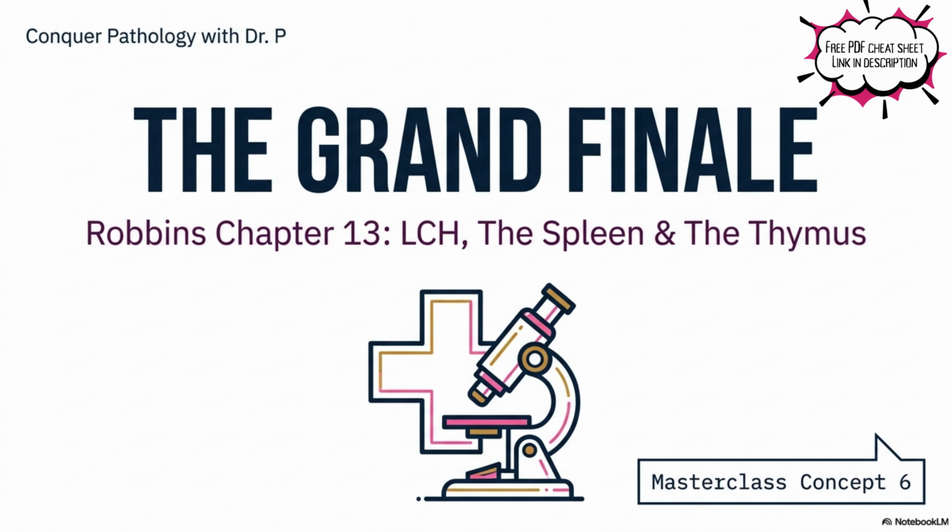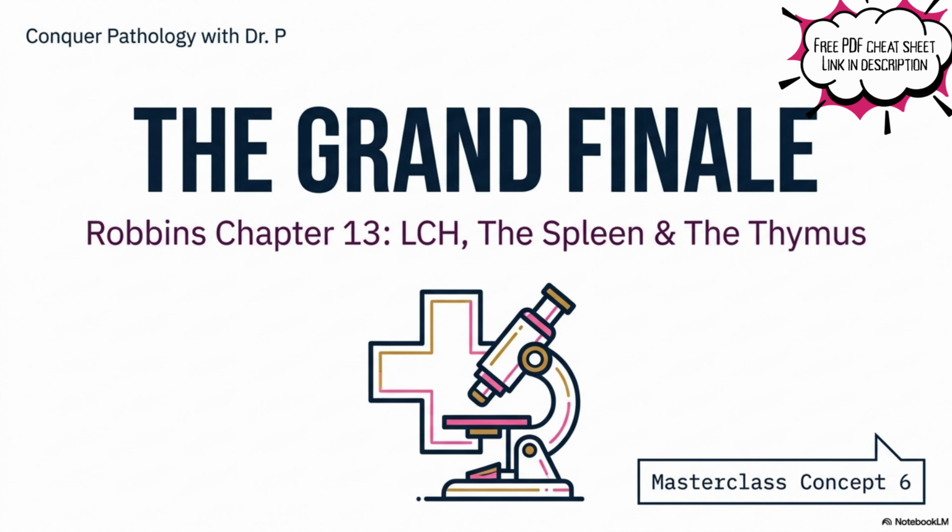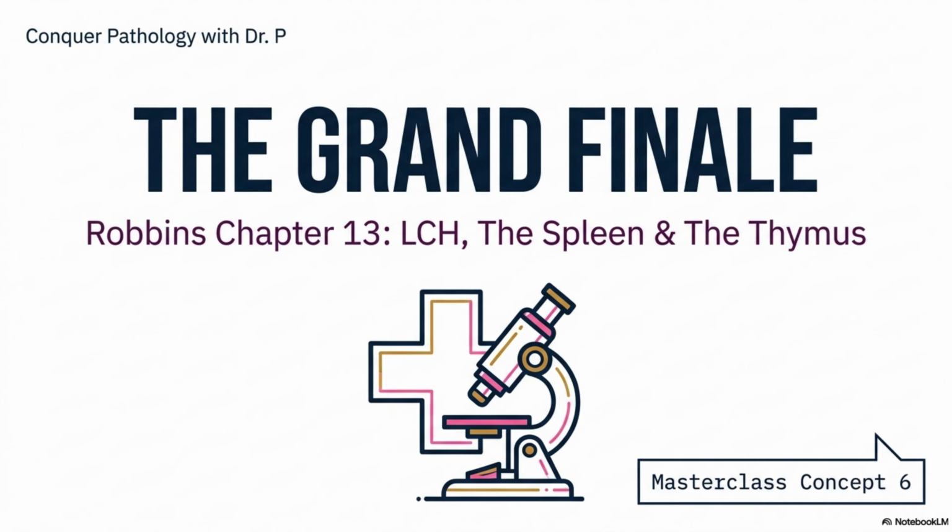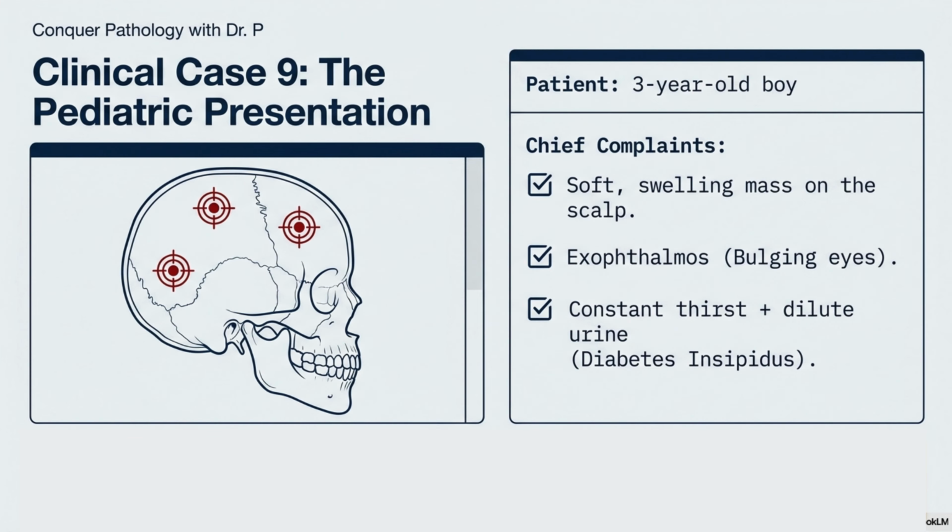This is the grand finale for Robbins Chapter 13, focusing on LCH, the spleen and the thymus. This is Masterclass Concept 6, so let's dive right in. Let's start with our clinical case, the pediatric presentation.